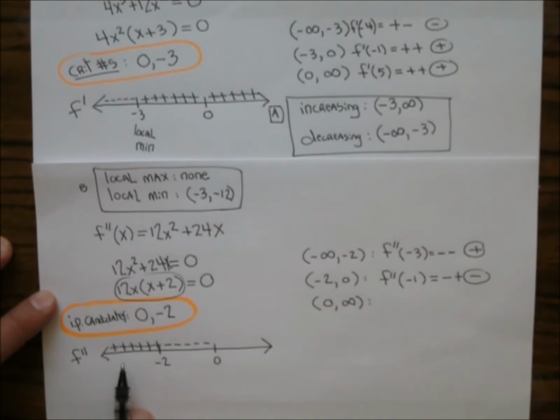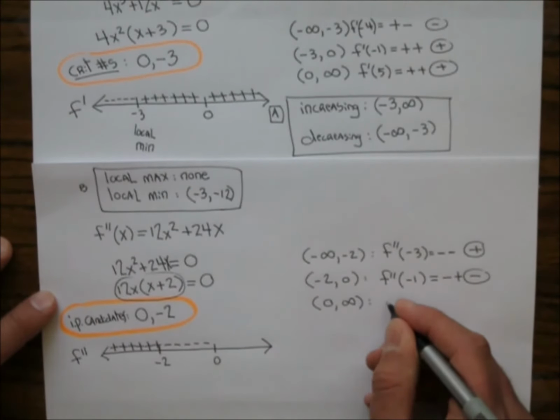So it looks like what happened is we changed from pluses to minuses, which means this guy is an inflection point. So he kind of wins the election. Let's go see if the other guy does.